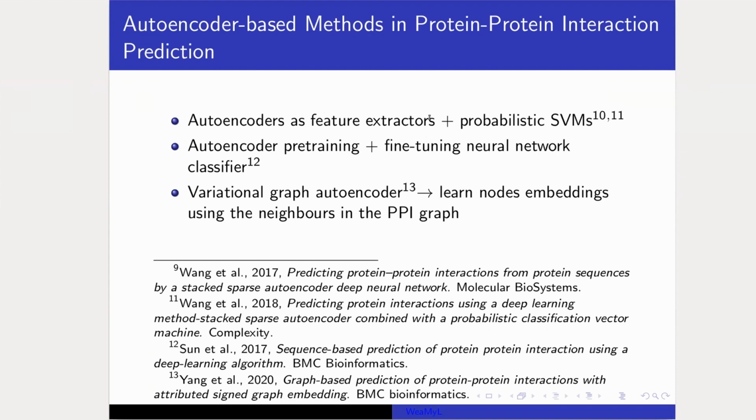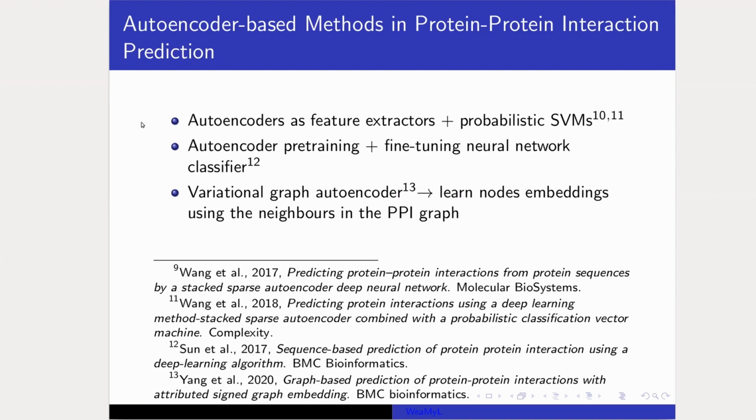as feature extractors. So this would be the first direction that I talked about earlier, and in which, in this case, a support vector machine was used as the final classifier, but also using the second idea that I mentioned, that of fine-tuning. So having an autoencoder as pre-training stage and then fine-tuning the weights using a neural network classifier.